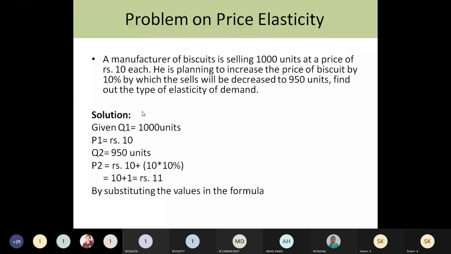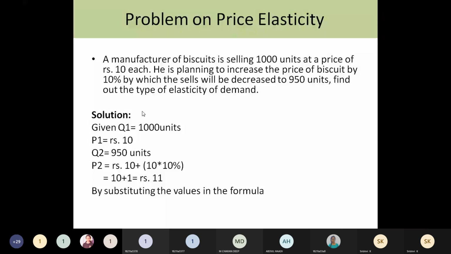So you have to write all these steps. You have to write the formula, the simplified formula: QX2 minus QX1 divided by PX2 minus PX1, into PX1 divided by QX1. So by substituting the values, how much are you getting? 950 minus 1000 divided by 11 minus 10, into 10 divided by 1000.